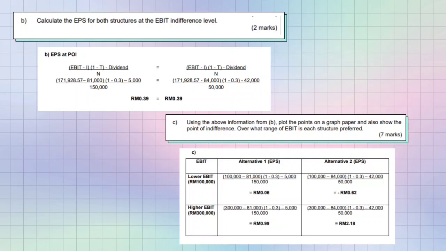So the next question is, we estimate the EBIT at a lower EBIT of 100,000 and a higher EBIT of 300,000. As you can see in the table, for the lower EBIT, EPS for alternative 1 is 0.06, while alternative 2 is negative 0.62. On the other hand, for the higher EBIT, EPS for alternative 1 is 0.99, while alternative 2 is 2.18.